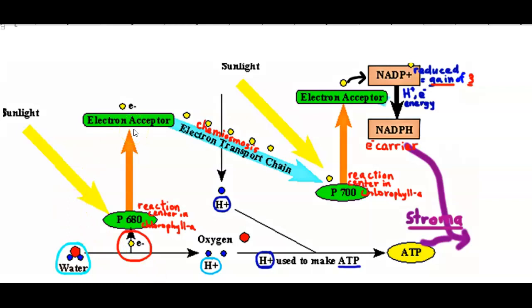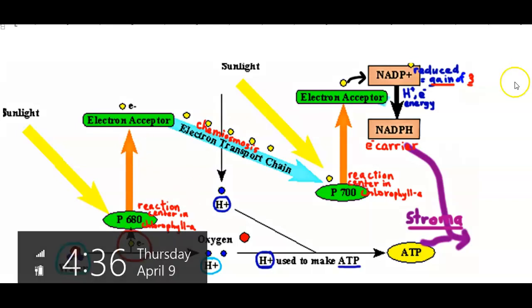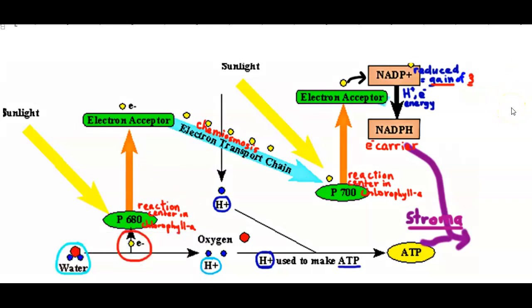It can't stay where it is. It goes out of its electron shell and is picked up by an electron acceptor. And what is that electron acceptor going to do? It is going to take it down the electron transport chain. Chemiosmosis is going to take place. So the electron goes down. Why is that important?